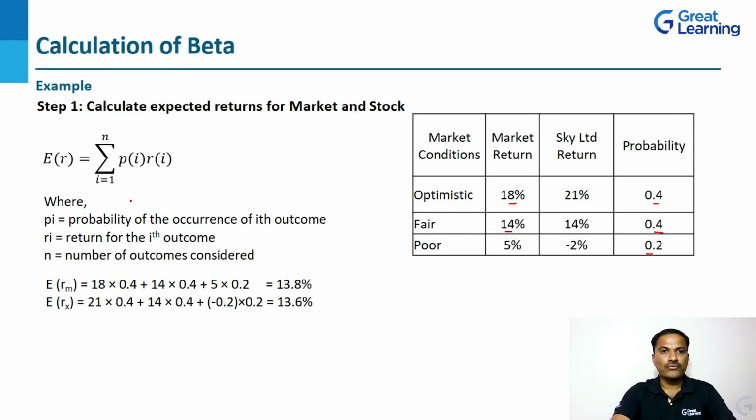Now we have to calculate expected return for stock. So what is the stock return? 21%, 14%, minus 2%. We have to multiply stock returns with probability. So 21 into 0.4, 14 into 0.4, and minus 2 into 0.2. So expected return for stock is 13.6. So now we know the expected returns for market and stock.